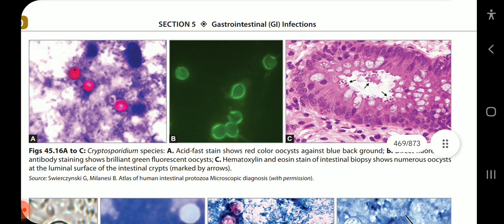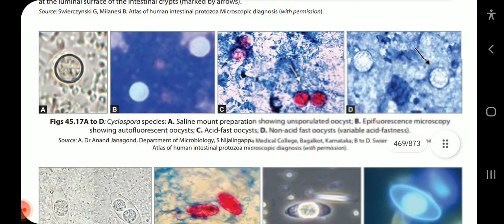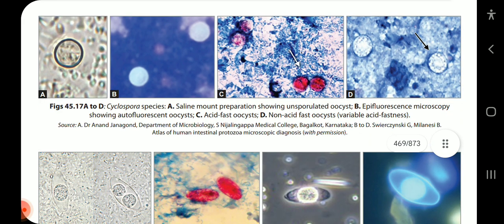In these figures, we can see the Cryptosporidium species. Figure A shows acid fast stain showing red color oocysts against a blue-black background. Now in figure B, we can see direct fluorescent antibody staining showing brilliant green fluorescent oocysts. And figure C shows hematoxylin and eosin stain of intestinal biopsy showing numerous oocysts at the luminal surface of the intestinal crypts, marked by arrows.